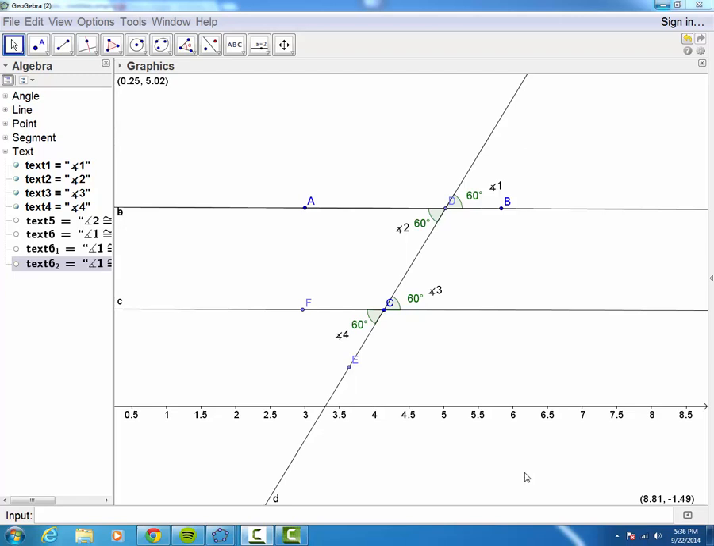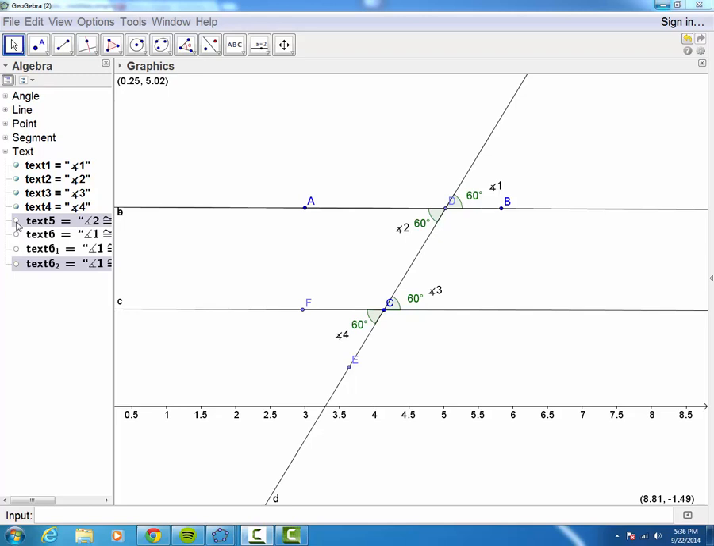Okay, so here's the problem you have. Basically, you have two parallel lines cut by another line, and you have four angles that are labeled. Now, you can see the way I've got this set up, you can already see they're all equal to each other. But how do you go ahead and prove that? So they give you some information.